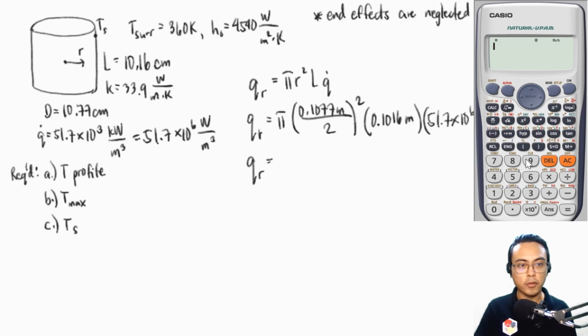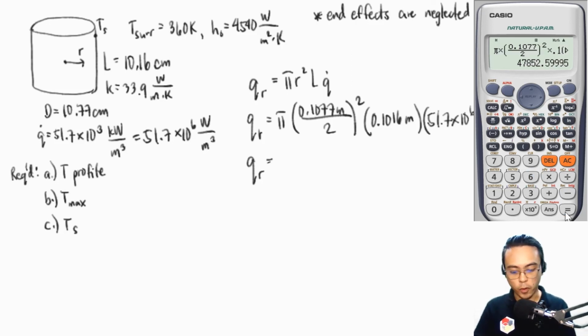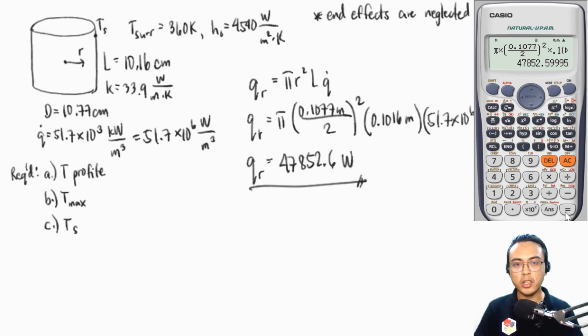Solving, we have pi times 0.1077 over 2 quantity squared times 0.1016 times 51.7 times 10 raised to 6. We have a value of 47,852.6 watts. Now, what is the importance of this value of the rate of heat transfer?